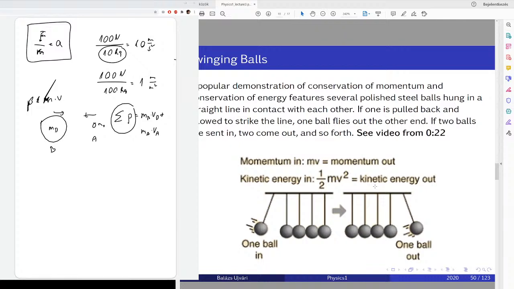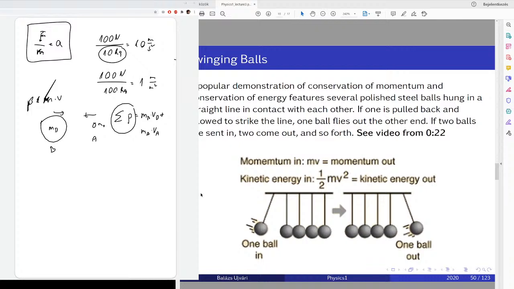Perhaps you've seen these swinging balls. This is a popular demonstration. After the lecture, you can click on this video. I found a super movie where you can see how a swinging ball moves.